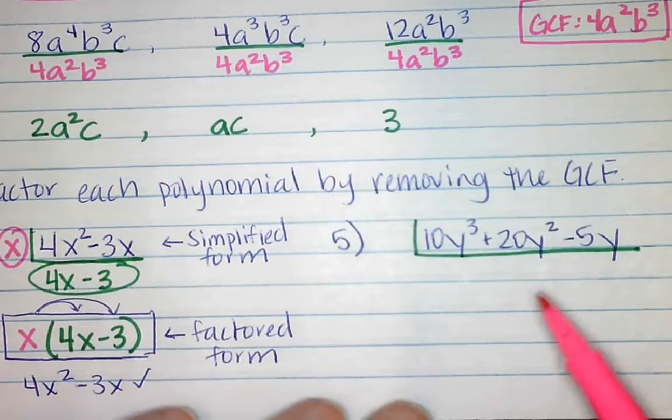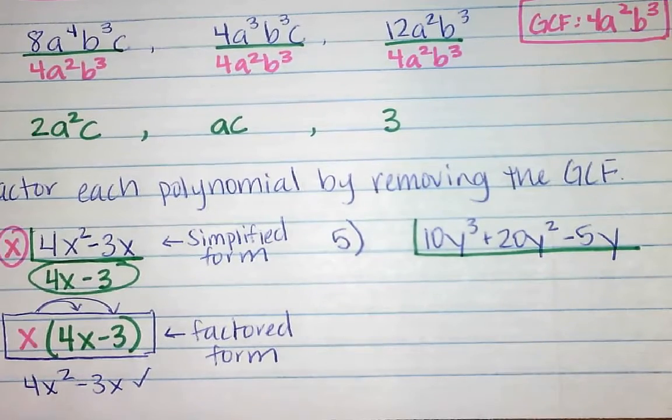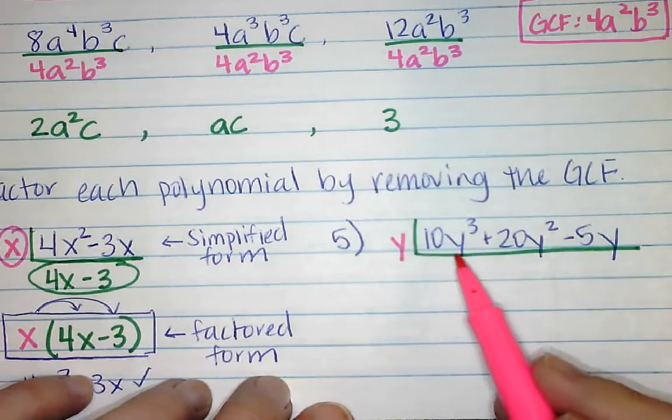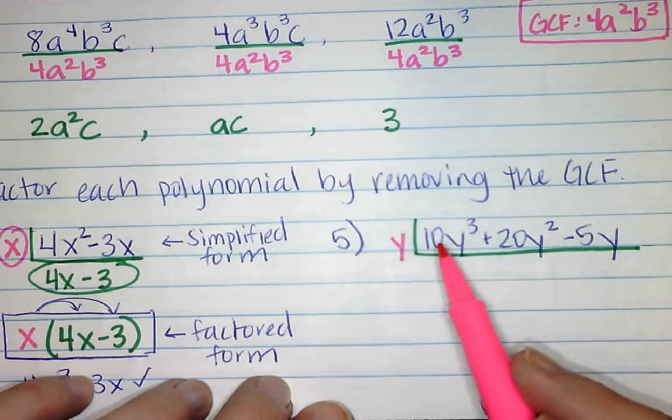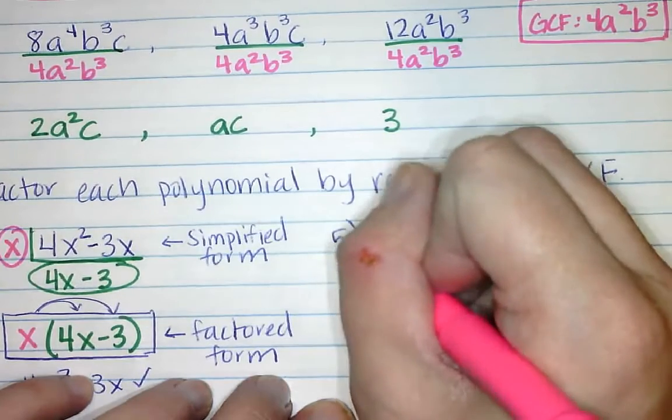We have a y. I like to start with my numbers first. We do have a y, so I'll put that guy here. Can we do a y squared? Nope, just y. What integer can we take out of all of them? 5, yes. So we can take out a 5. So we can take out a 5y. Are y'all cool with that?